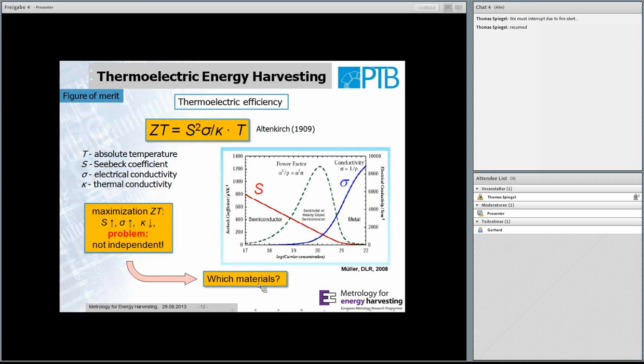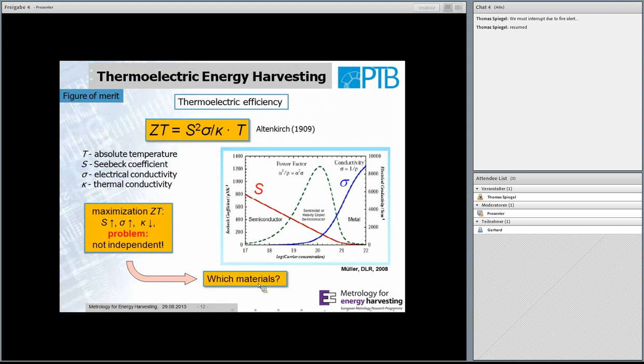You can see the three thermoelectric properties of thermoelectric materials enter this formula: the Seebeck coefficient and the electrical conductivity. For suitable thermoelectric materials, this means these both parameters should be as large as possible, and kappa, the thermal conductivity, should be as low as possible.